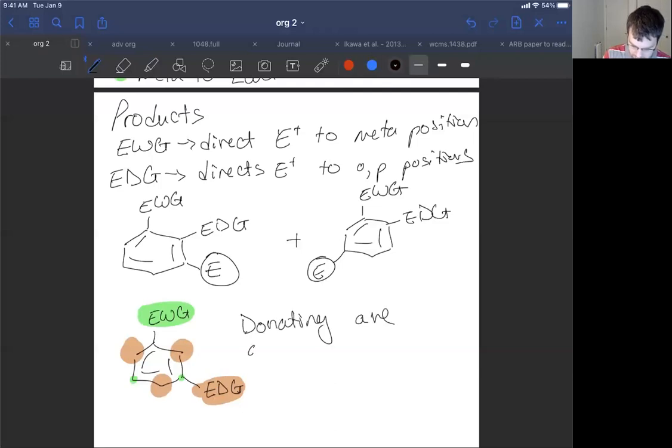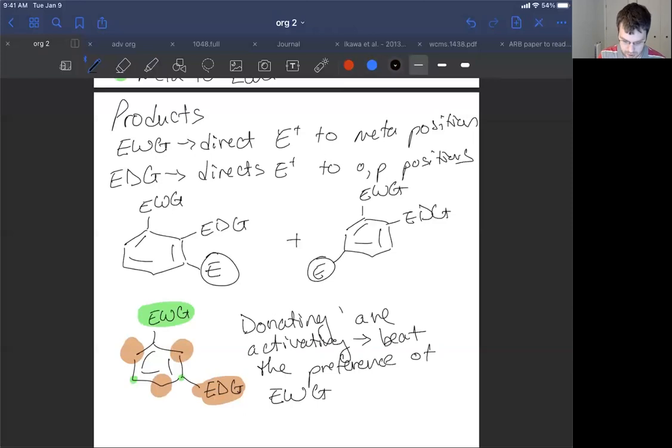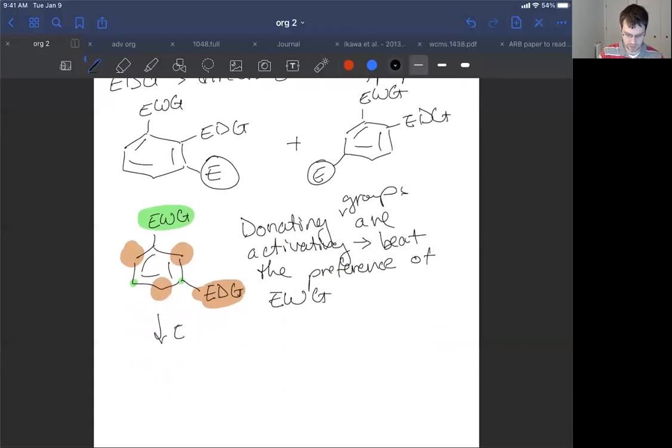Now, what we have to remember is that donating groups are activating. And so because of that, they beat the preference or direction by the electron withdrawing group. So the donating groups are activating. And so what that means is these circles are kind of supposed to be helpful here, because if you add an electrophile to this, we have to recognize that the withdrawing group doesn't have that much say in any of this. It was nice that it was willing to work with the donating group last time, but the withdrawing group is deactivating. So it's not really giving any electrons. It's not helping out at all.